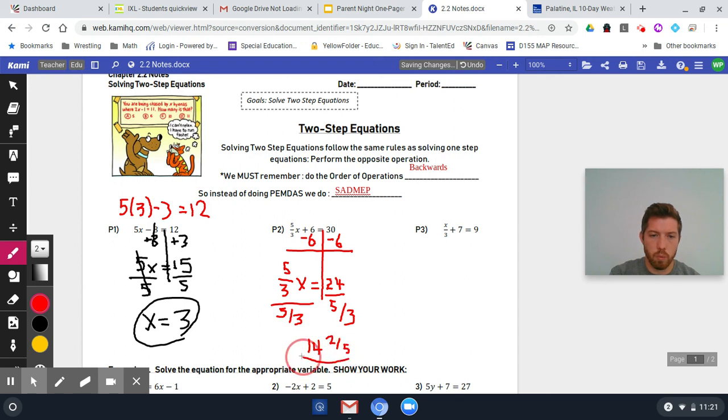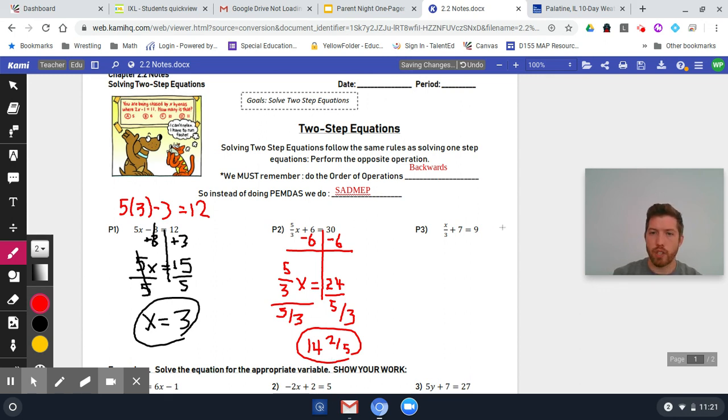All right, now that's a good one to check, to put back into your problem. So I would take 5/3 on my calculator, 5 ABC 3, parentheses, and then put in that 14 and 2/5, and then plus 6. And you go ahead and you see that we get 30. So that's a really good example of one to actually plug back in, because it might not look correct at first. And that's all we do.